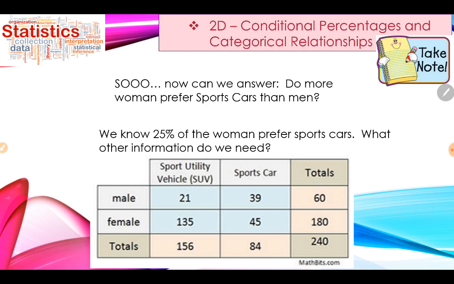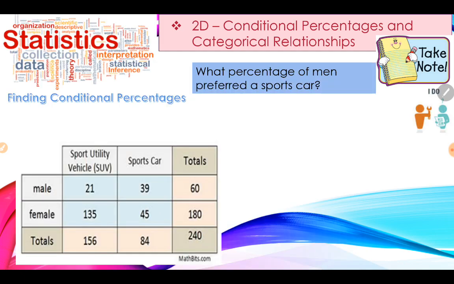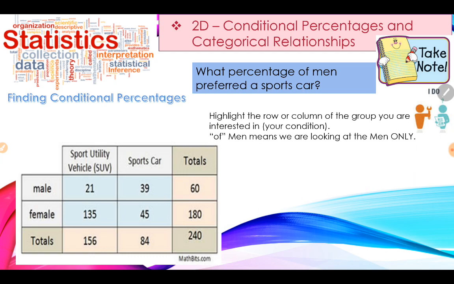And now we need to find, what's the other information we need to know? It's what percentage of the men preferred a sports car. So we're going to do that same process we did for the women, only for the men this time. First step is to highlight the row or column of the group you are interested in. This time it's men. "Percent of men" means we're looking for only the men, and the number of total men goes in the denominator. That's that row right there. And in that row, we're looking for which ones of them preferred a sports car. So on that row of 60 men, how many of them chose sports car? That's that 39 right there.